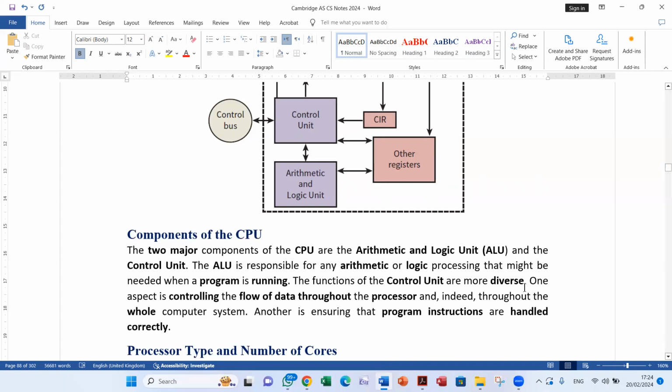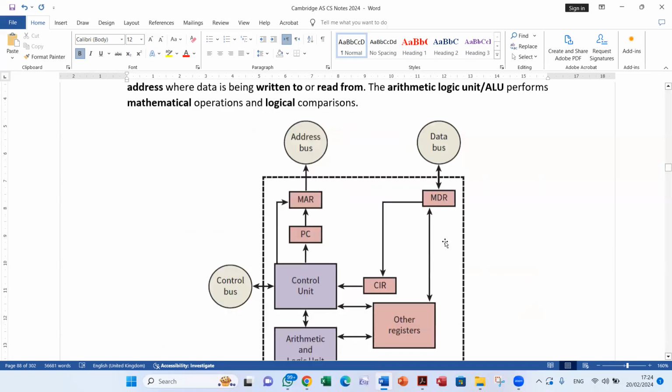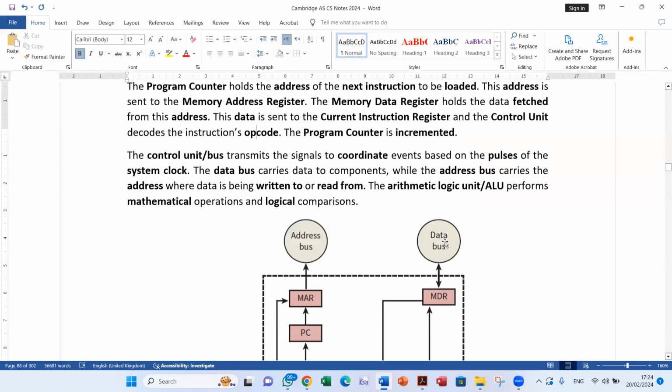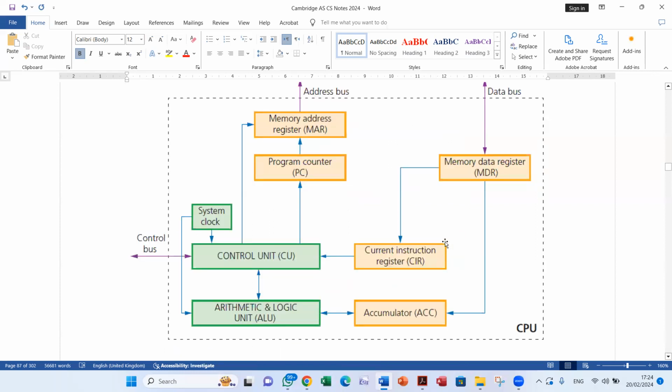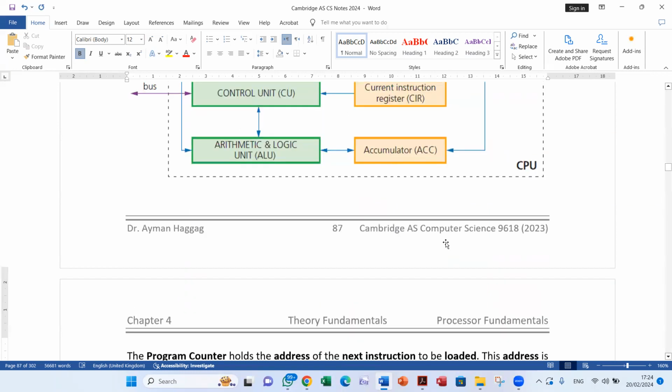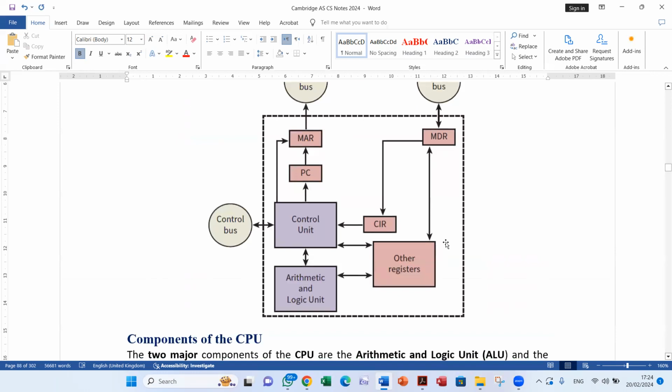One aspect is controlling the flow of data through the processor and through the whole computer. It ensures the program instructions are handled correctly. Okay, so this is the internal component of the CPU. Let us look at exam questions because they repeat the same ideas and hopefully it becomes clear.